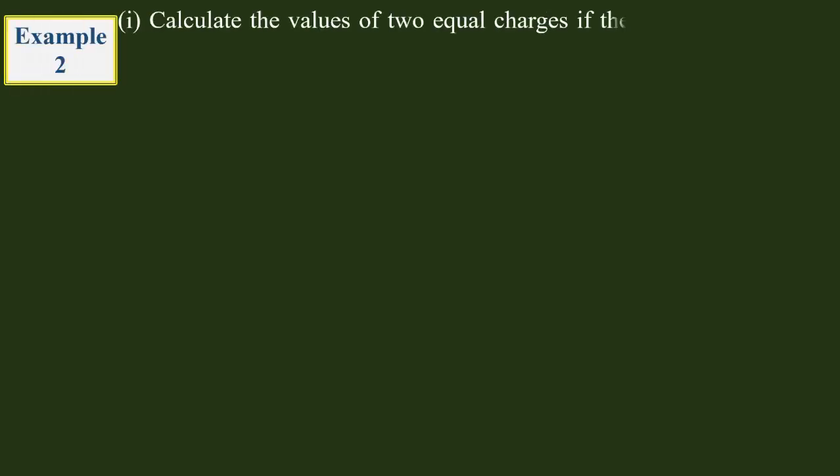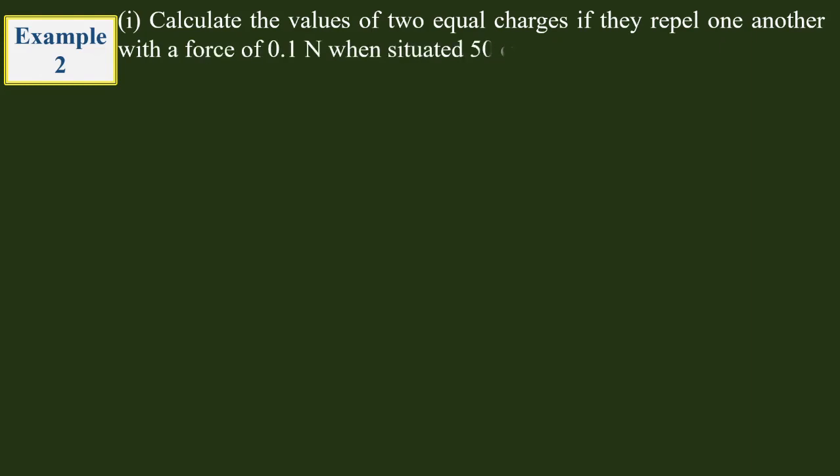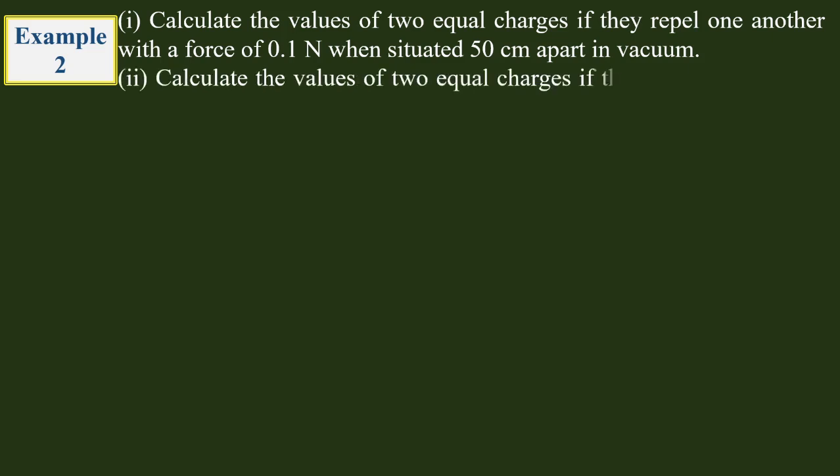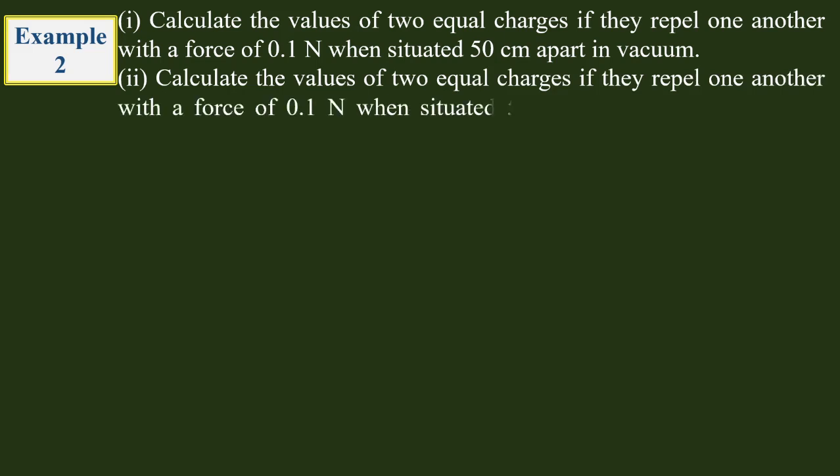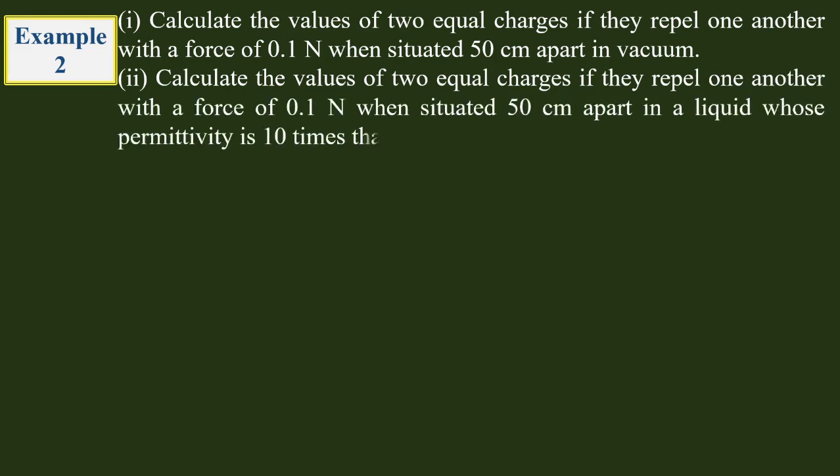Now example 2. Calculate the values of 2 equal charges if they repel one another with a force of 0.1 newton when situated 50 cm apart in vacuum. Then calculate the same if they are 50 cm apart in a liquid whose permittivity is 10 times that of vacuum.